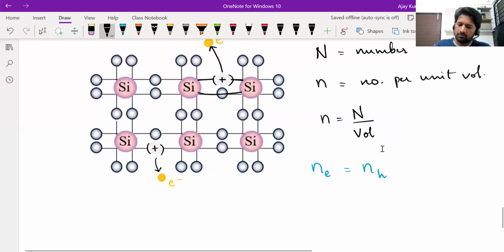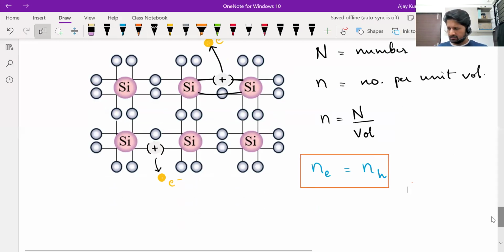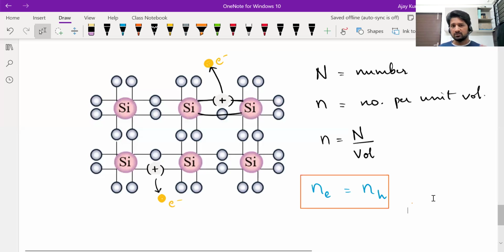Okay, this is what happens in an intrinsic semiconductor. Fine. And because the number of conduction electrons is actually very small, the conductivity will not be that high. That is why they are called semiconductors. The name itself is self-explanatory.